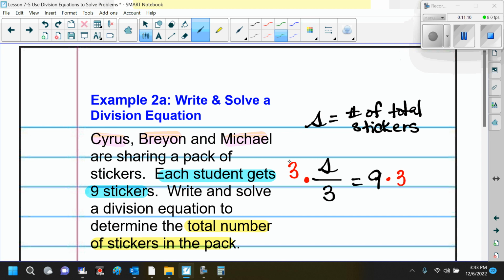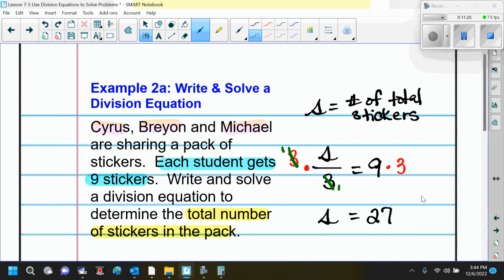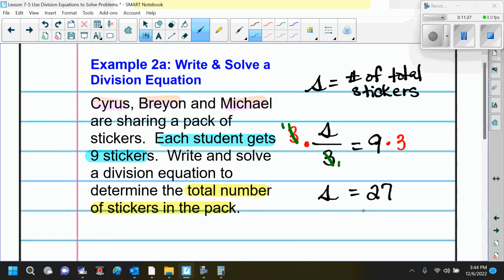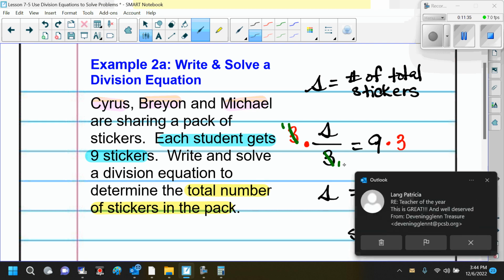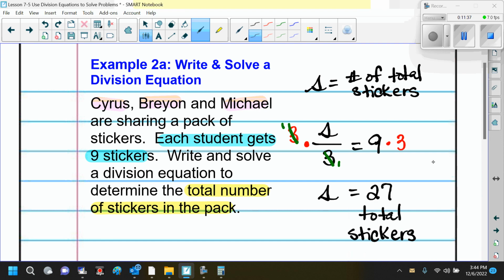So here, the 3 here and the 3 down in the denominator, those simplify to 1s. So 1 times S is S. And 9 times 3 is 27. So we had 27 total stickers. Make sure you label because this is a word problem. Okay?